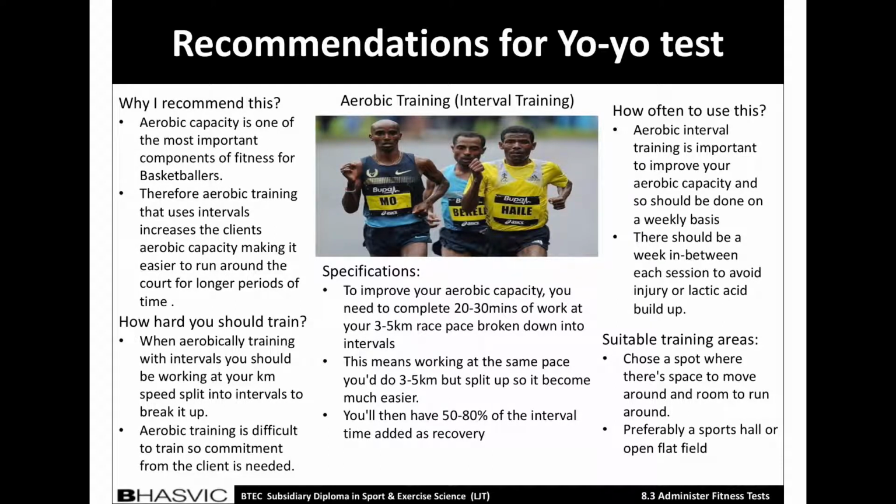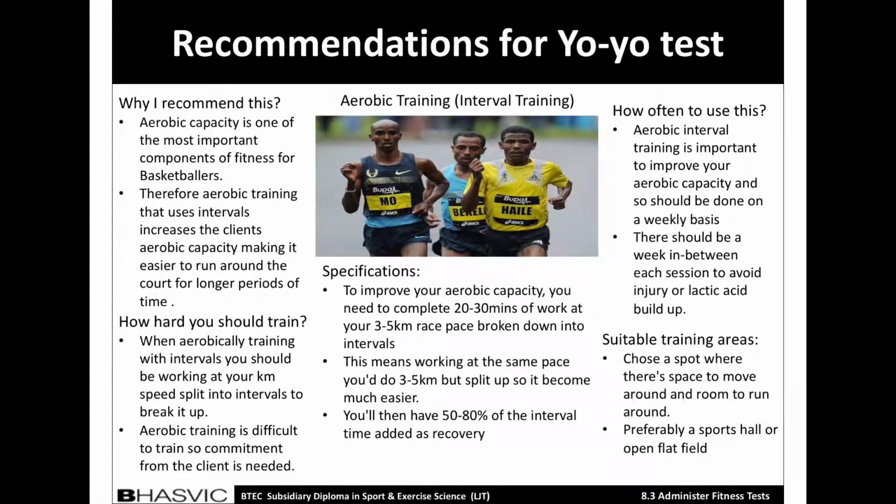How often to use this? Aerobic interval training is important to improve your aerobic capacity and so should be done on a weekly basis. There should be a week in between each session to avoid injury or lactic acid build-up.